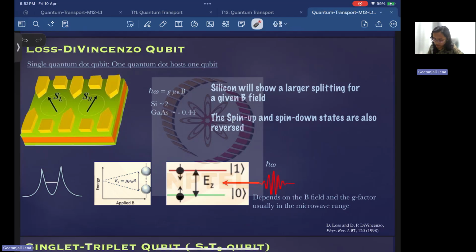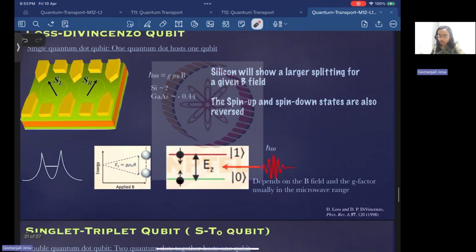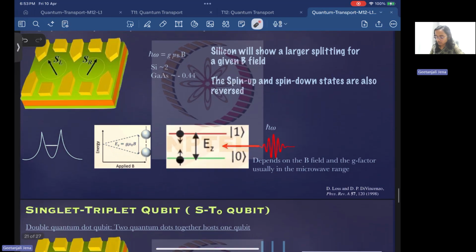Okay, and these are some of the values of g for silicon as well as for gallium arsenide based gated quantum dots. And we can see here that silicon can show the largest splitting in the presence of a magnetic field because the g value is high as compared to gallium arsenide. And by using the appropriate frequency, we can make an interaction between this spin up and spin down state, which is shown here. So this is about some of the details of the LD qubit.